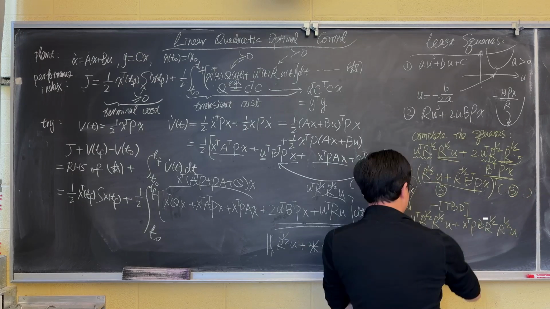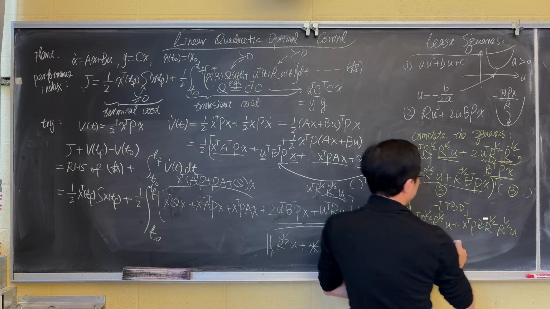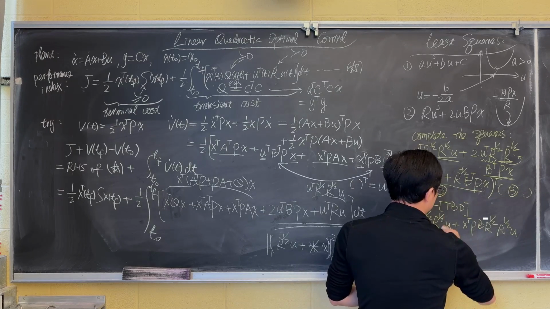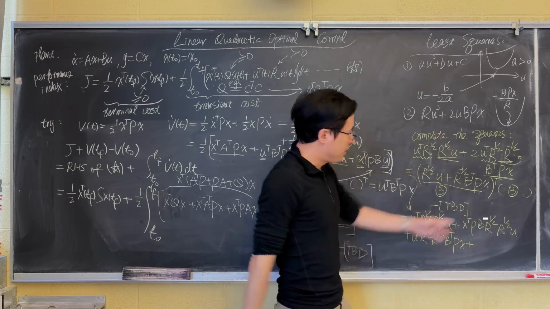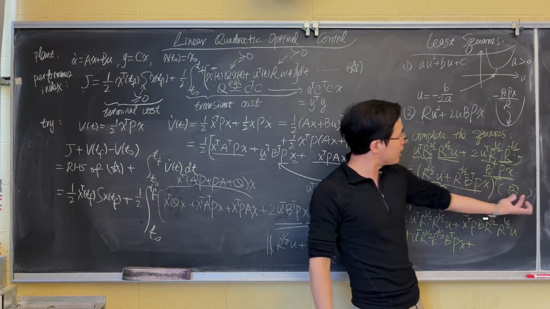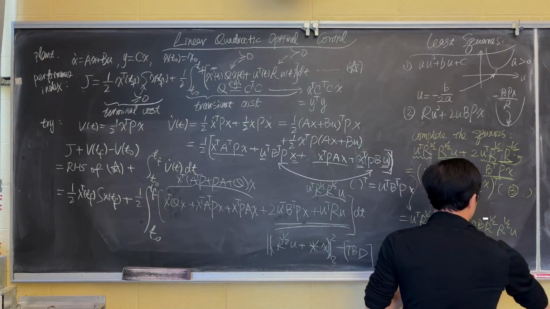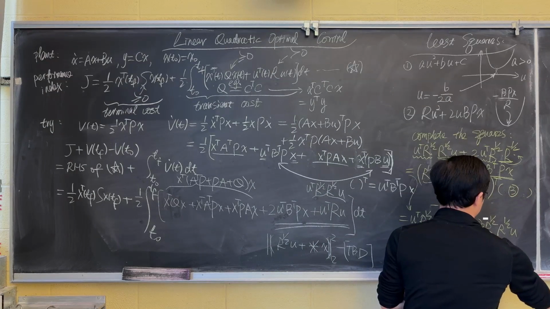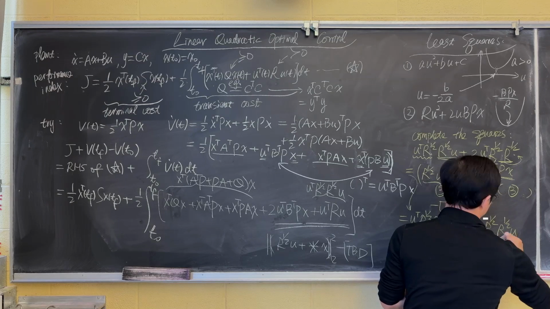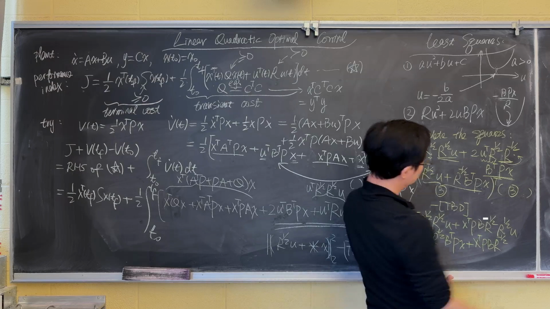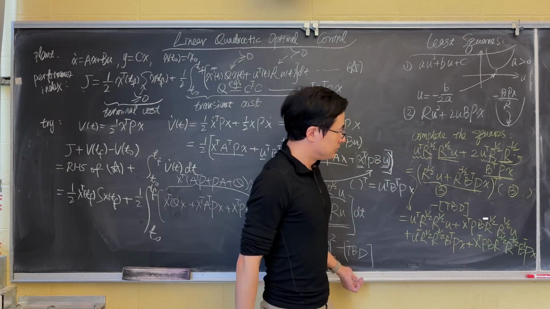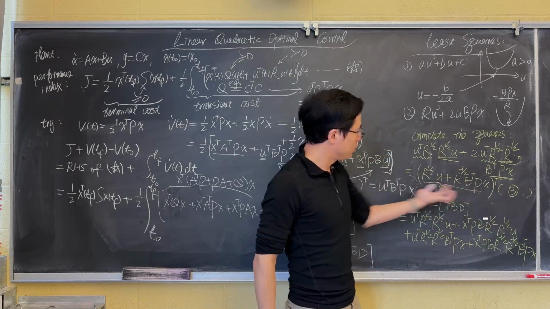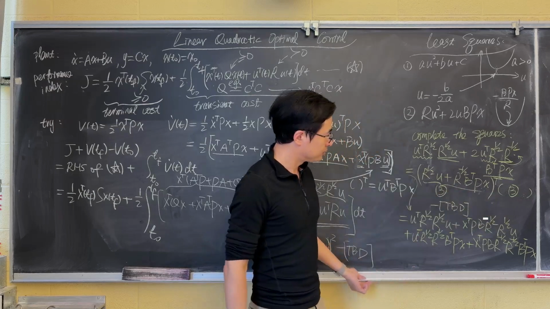It's going to be U transpose R^(1/2). Second term is this one, R^(-1/2) B transpose Px. And then finally is this term transpose times the second term in here, which is going to be X transpose P B R^(-1/2) times R^(-1/2) B transpose Px. So that's the quadratic term here, expanded out.